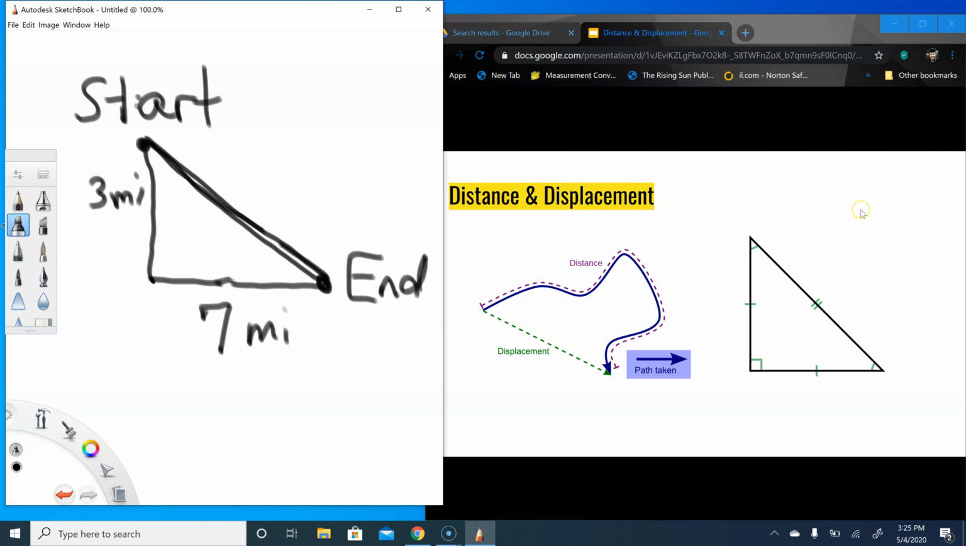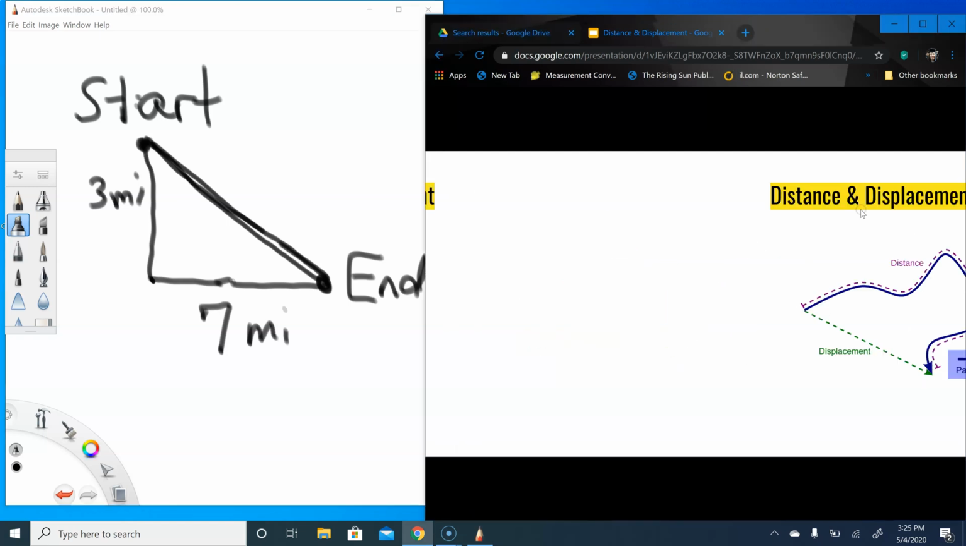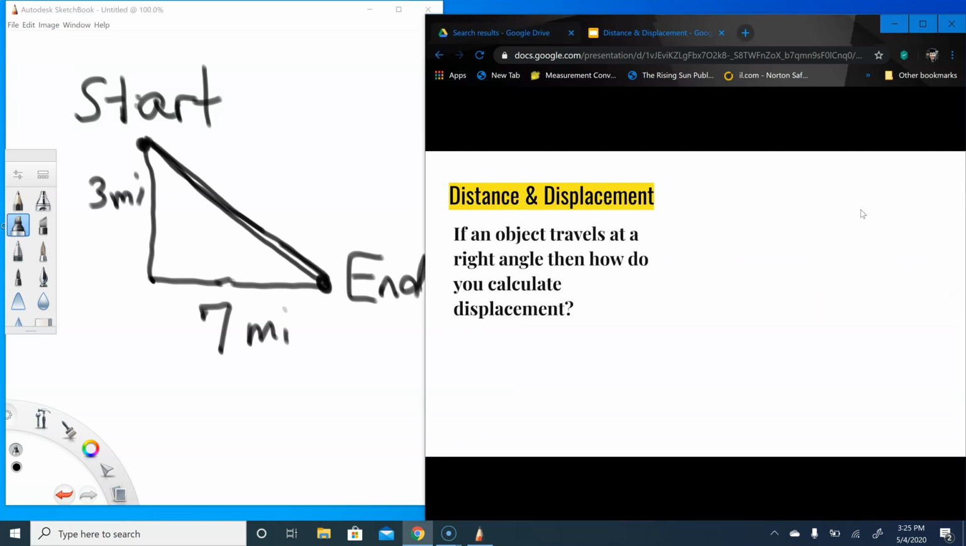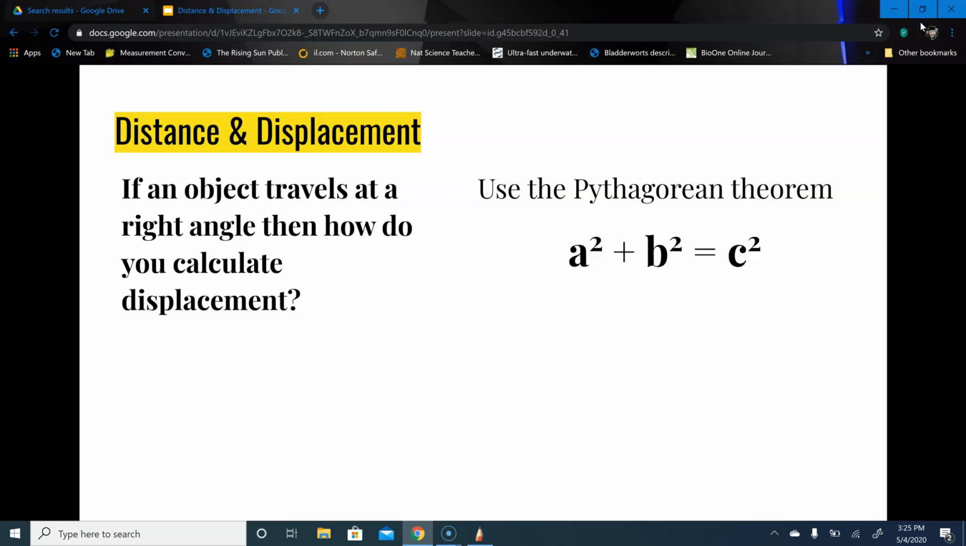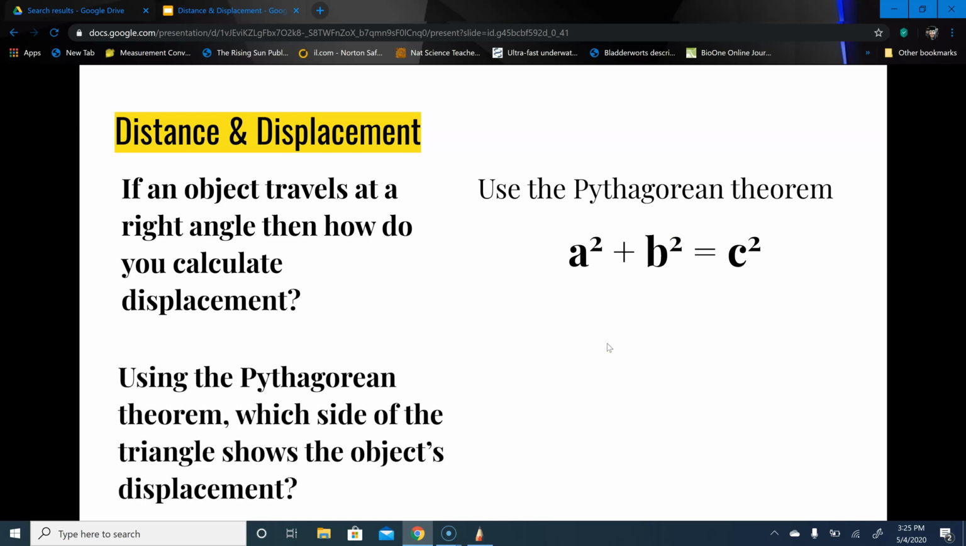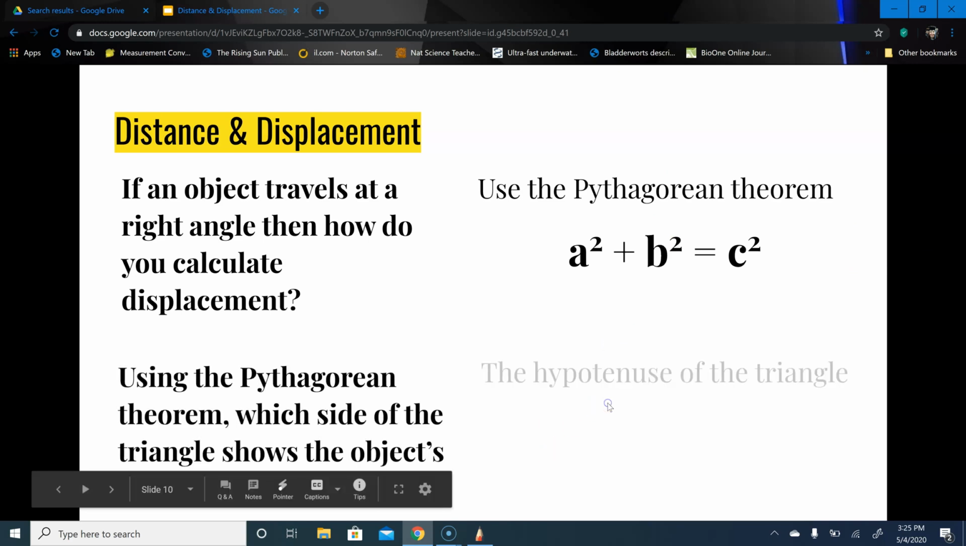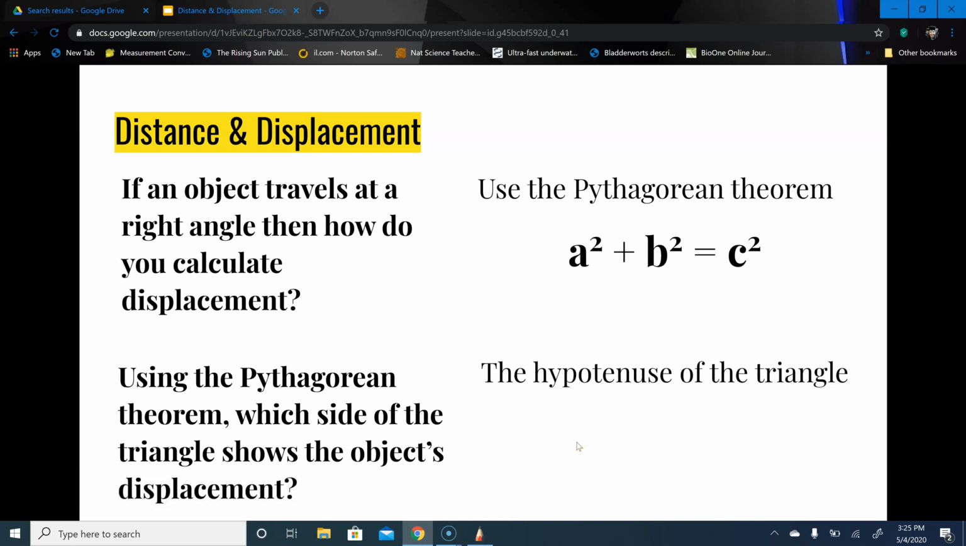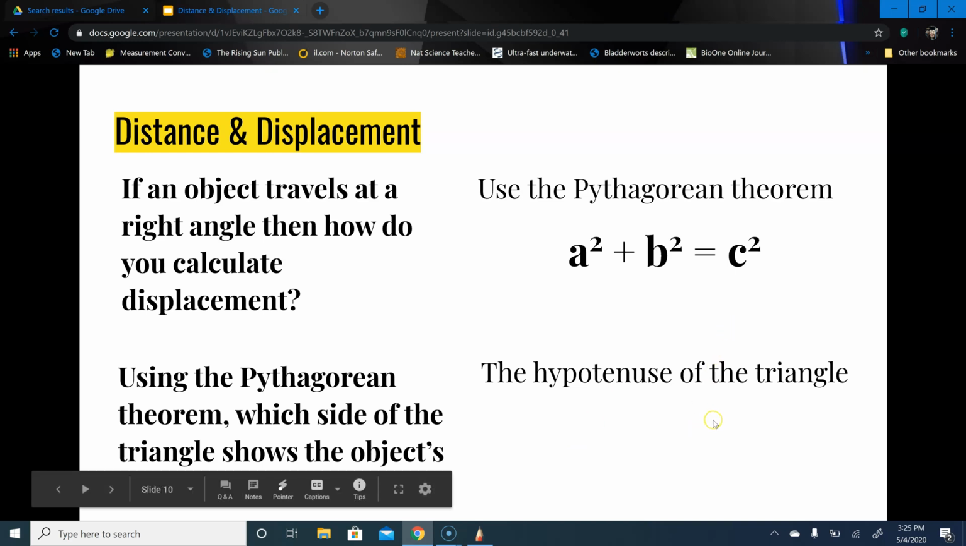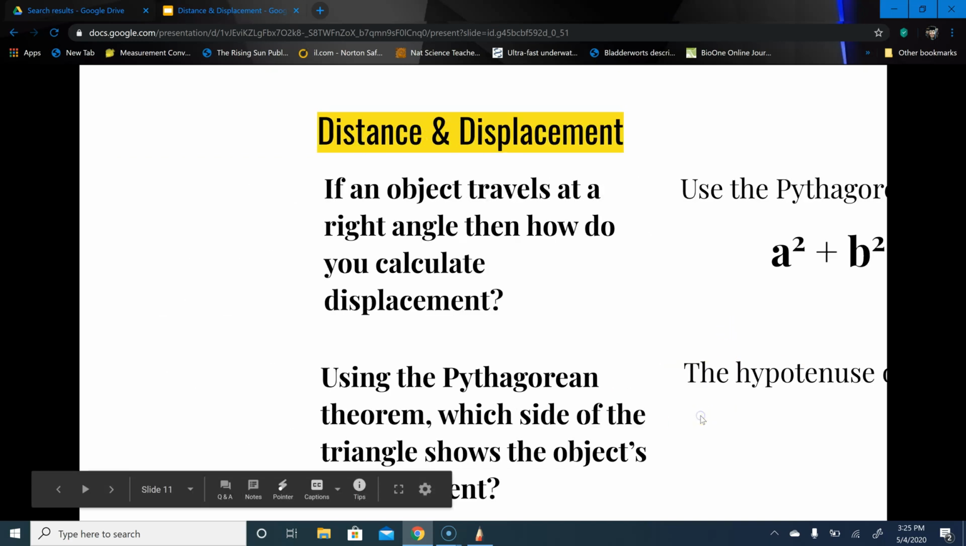This is not going to be for every problem that you solve, but occasionally you will be able to use the old Pythagorean theorem. And I know you've dealt with this in math class. And that's the old a squared plus b squared equals c squared. When we are looking at the side of the triangle that shows the object's displacement, it is going to be the hypotenuse, or the c.